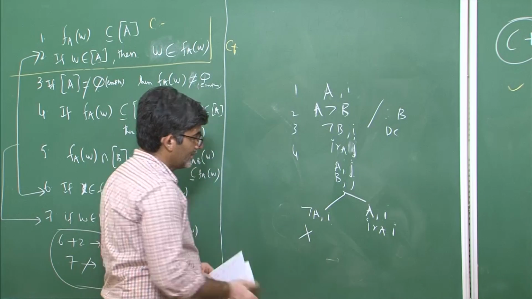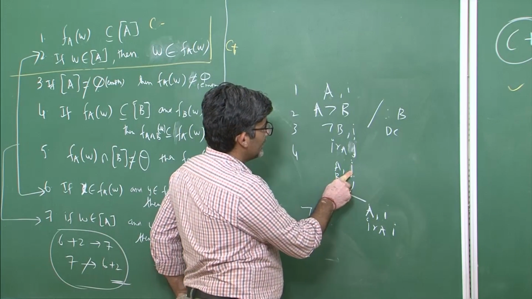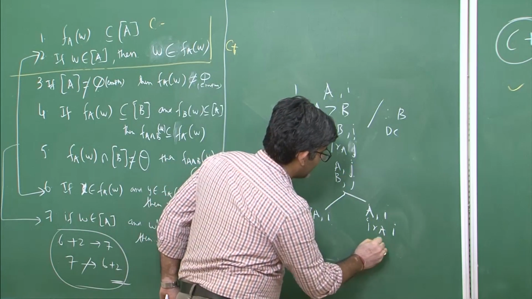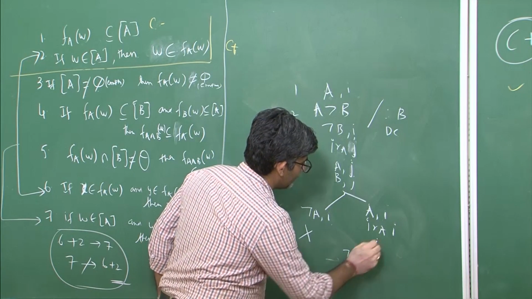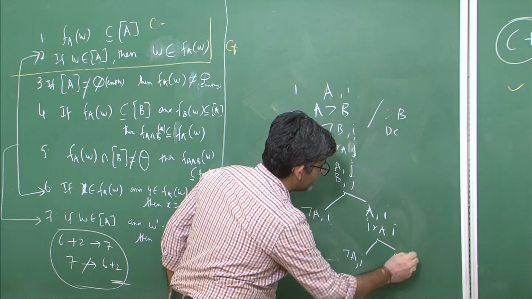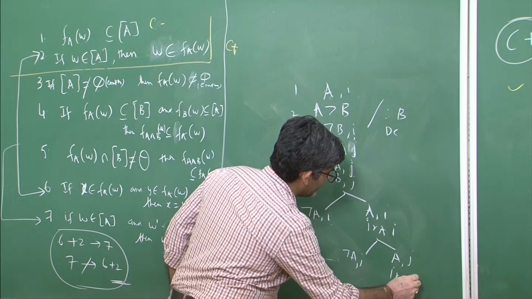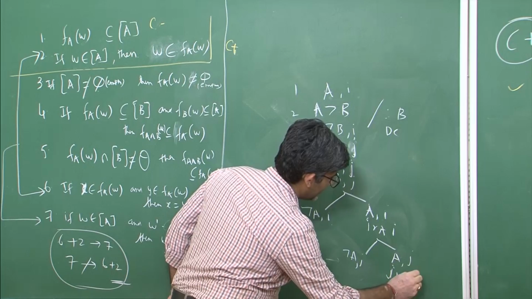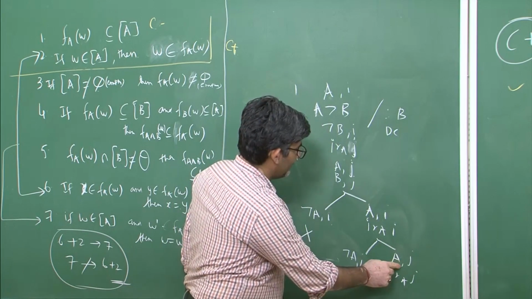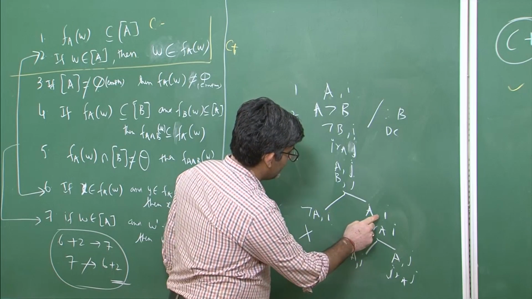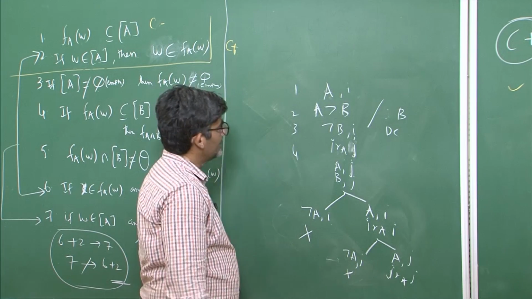Now A is already true in a world J. Once again you can apply this rule: either not A is true in a world J, or if A is true in a world J, it has to be J, R, A, J. So now you have not A in I which closes.